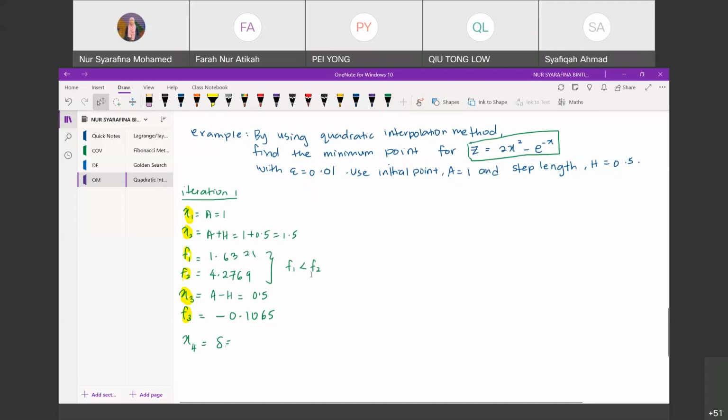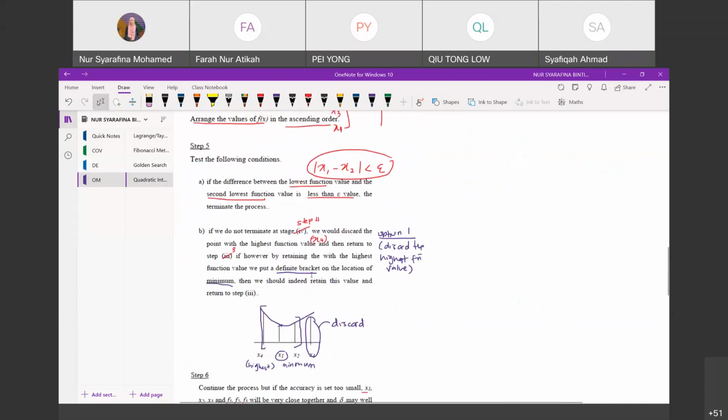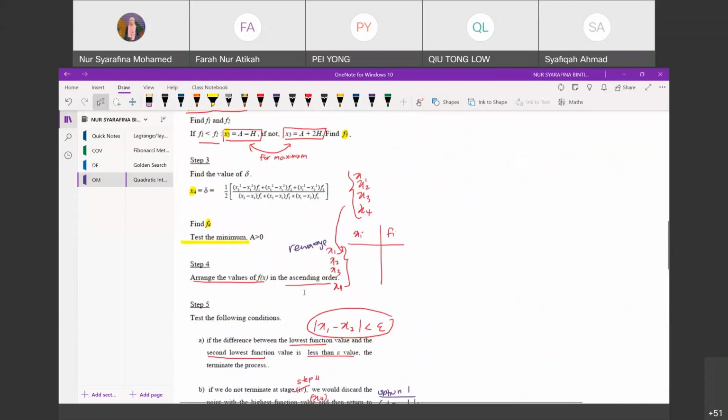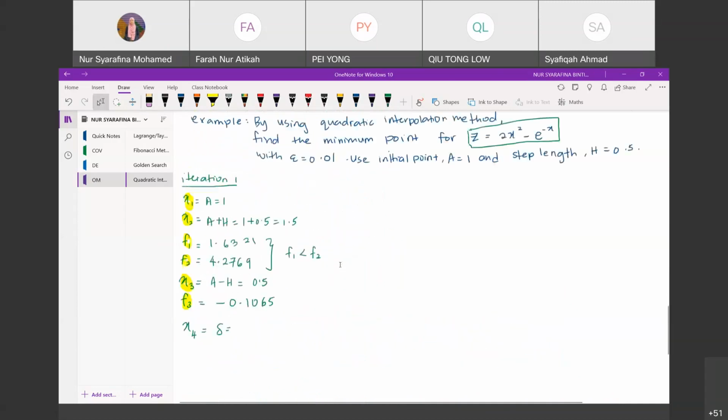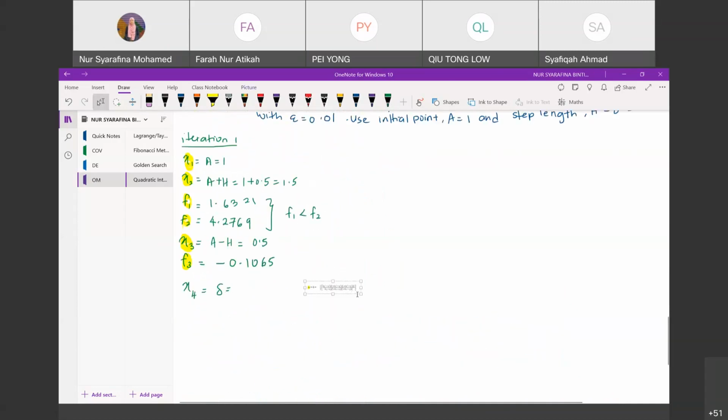Okay, clear now? So you need to calculate this delta. Just substitute all the values. Okay, find it.